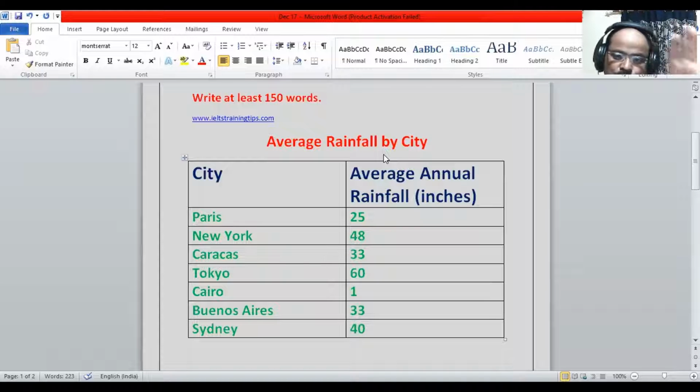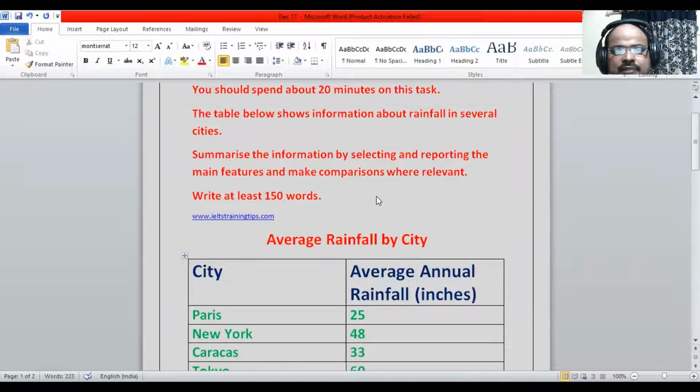And you can see the most rainfall occurred in Tokyo, the city of Tokyo, which is in Japan. And the least occurred in Cairo, that's in Egypt, that's just 1 inch. So you have to see that there is no specific year mentioned in this particular picture.